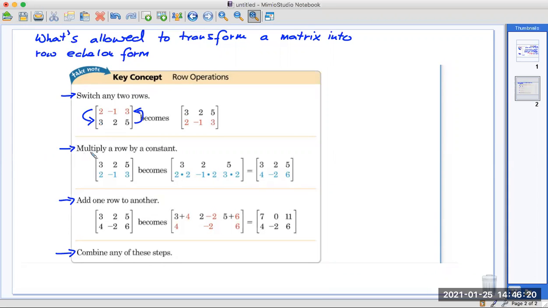And you can multiply a row, remember, this is all about rows, the horizontal, by a constant, which is just a number, the same number. You can multiply everything by whatever number you pick. It has to be all of them, though. You can add two rows, adding one row to the other, like you would add column-wise, and you can combine any of these steps. These are the operations that are allowed.